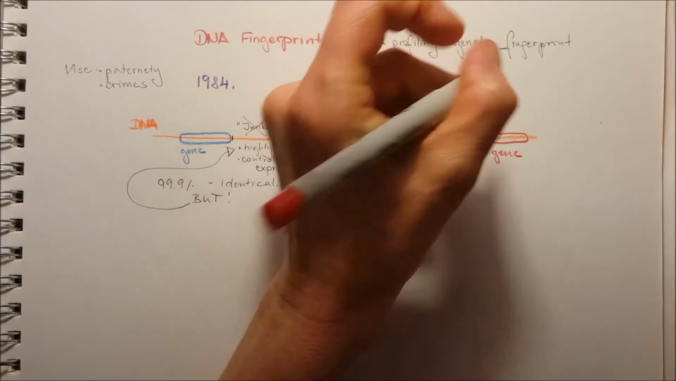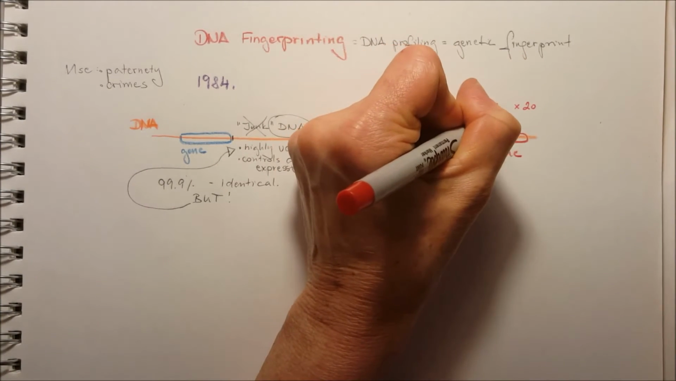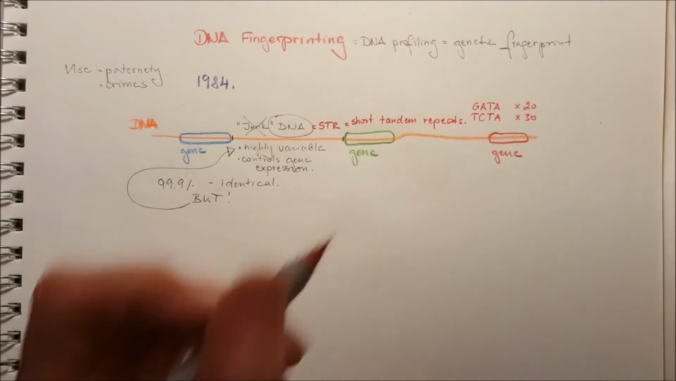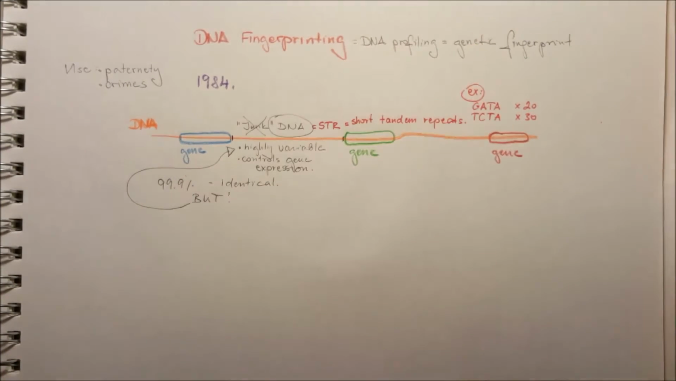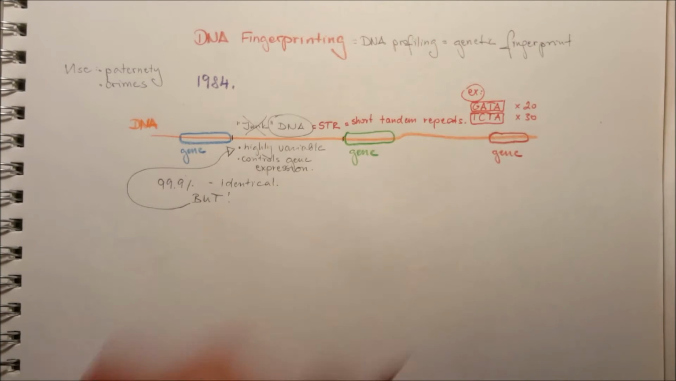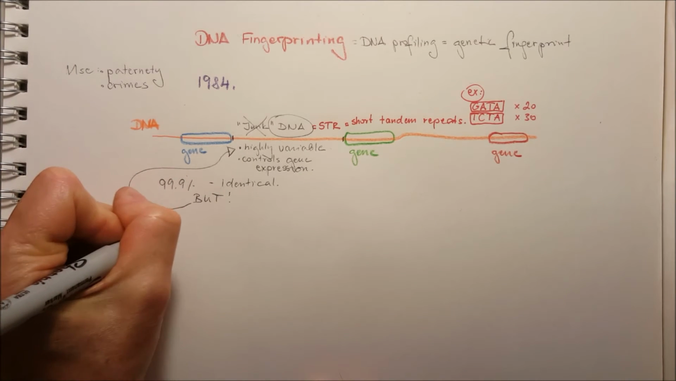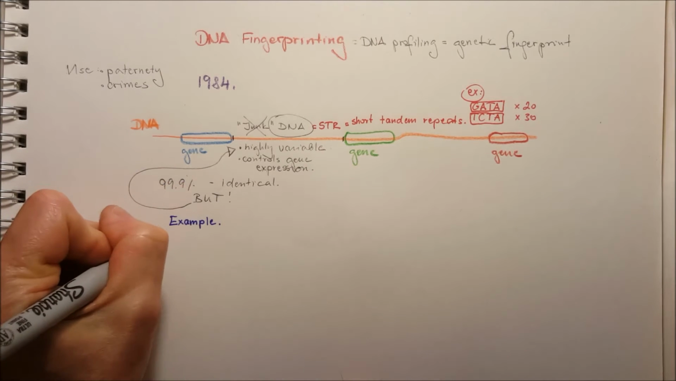4 nucleotides repeated over and over and over again in that segment. For example, GATA 20 times, or TCTA 30 times or 32 times. So it's kind of a long repeat. That's why it's called short tandem repeat. The tandems are the 4 nucleotides and repeats.